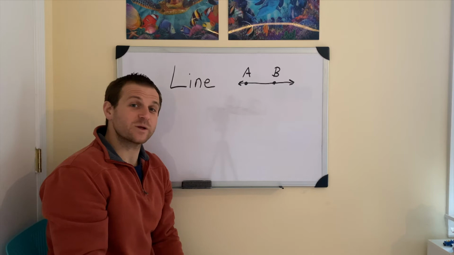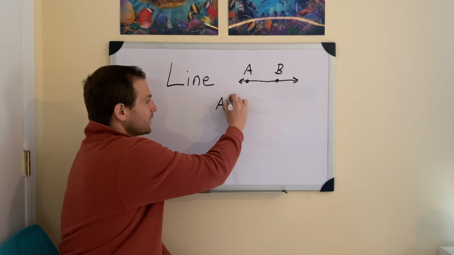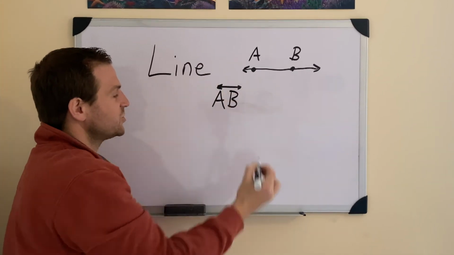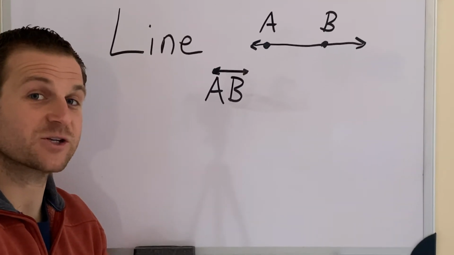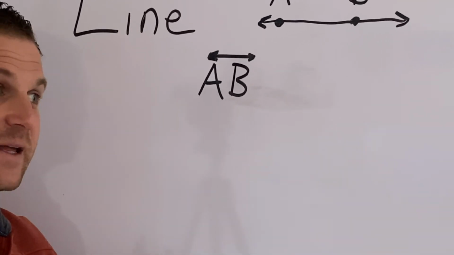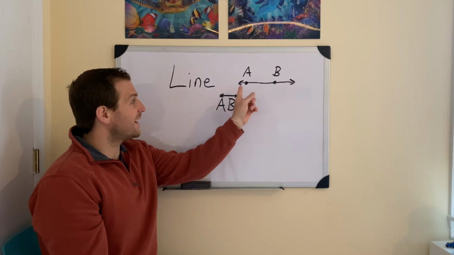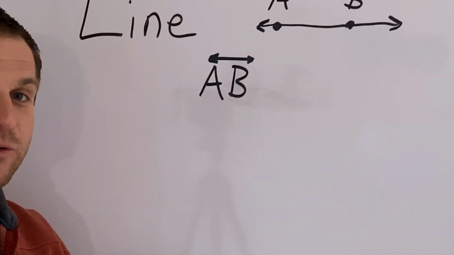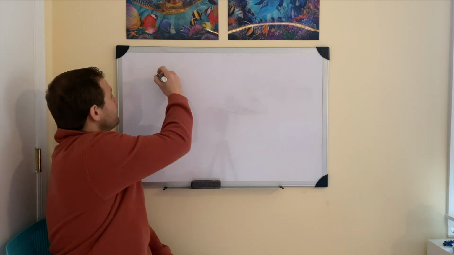And when we label it as such, we label it a capital A, capital B, and then we put a line on top of it with 2 open arrows facing each direction. This is extremely important because you're going to see coming up in a few minutes that some of the other things are labeled very similarly. So we need to have that opening there, and that means I'm referring to this line, which continues on infinitely in both directions. Next up, we'll be talking about a line segment.